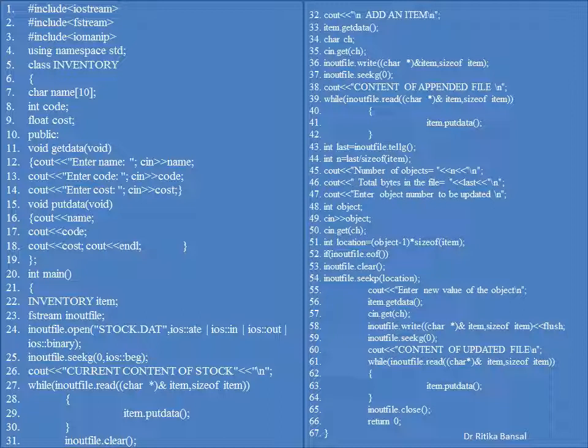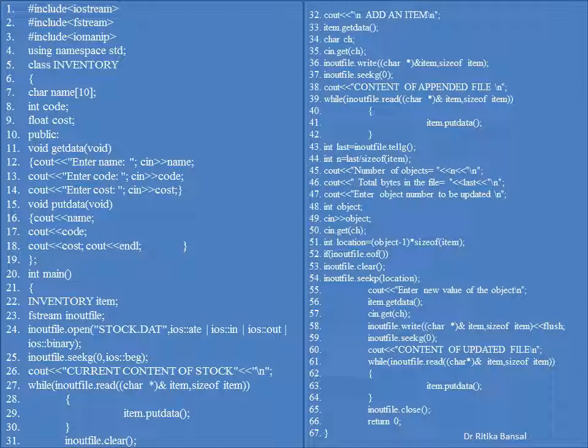Now we want to show the current content of the stock, so we want to read the entire file. We are using the while read function which we have discussed in binary file operations, and the put data function, displaying each and every item of the file. Then the inout file dot clear function will help us clear the stream, because we have already reached the end of the file. We are not closing the file, we want to keep it open, we are only clearing the end of file state because we have read the entire file.